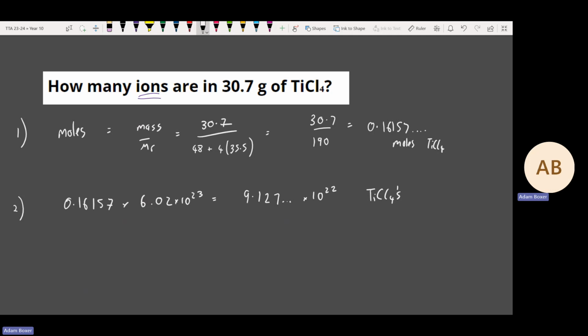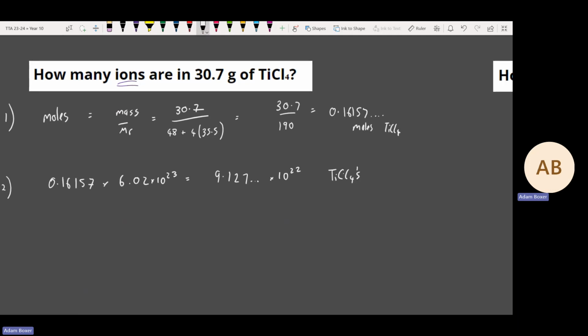And if I imagine, it's not quite accurate, that each one of those looks like this, where there's a Ti and a Cl and a Cl and a Cl and a Cl, and they're all ions, okay? That means that in each one of them, I've got that many of them, right? So I've got 9.127 times 10 to the 22 of these. And if each one of these is an ion, so Cl minus, Cl minus, Cl minus, and Ti4 plus, then in total, I have 5 ions here. So what I need to do is multiply that number by 5.